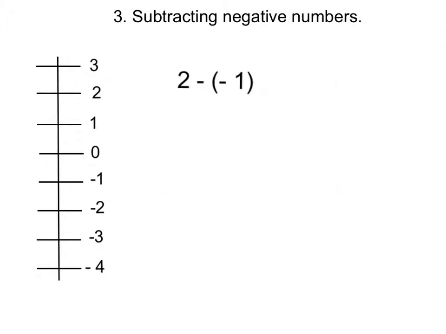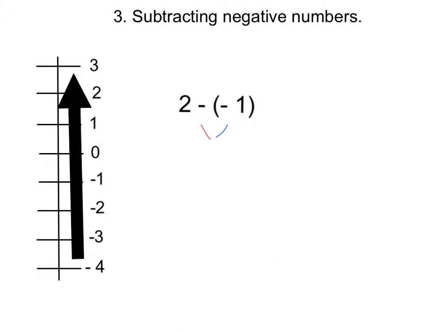Now we're going to look at subtracting negative numbers, such as 2 minus minus 1. Do you think this goes up or down on the number line? Well, it actually goes upwards on the number line. So you can think of these two negatives coming together to make a plus. So this is the same as 2 plus 1.